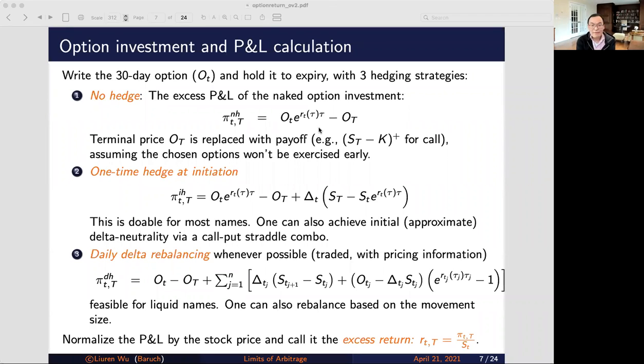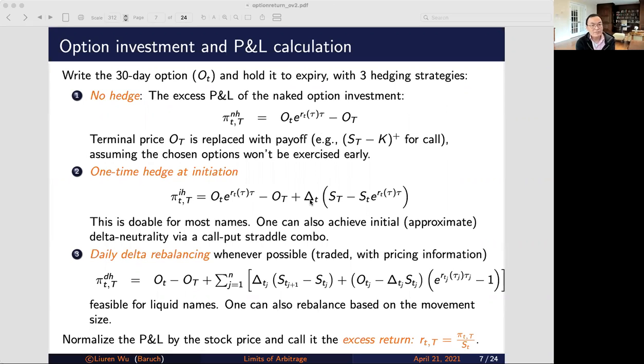So here we put on a delta hedge at initiation. This is quite doable for most names. You sell the option, then you find the delta, then just hold that delta through the option horizon, right? That's for like 30 days.